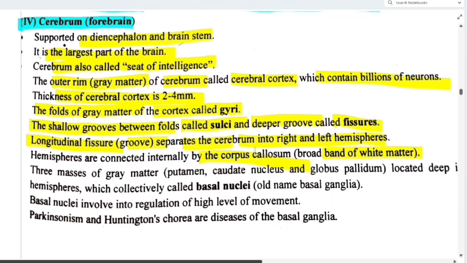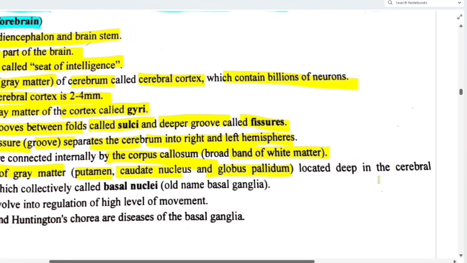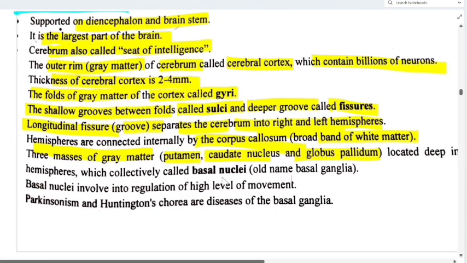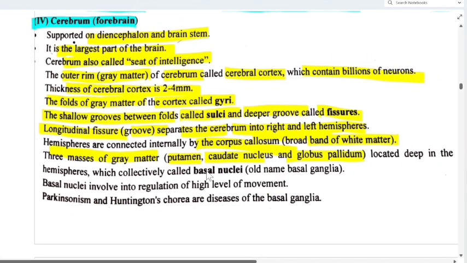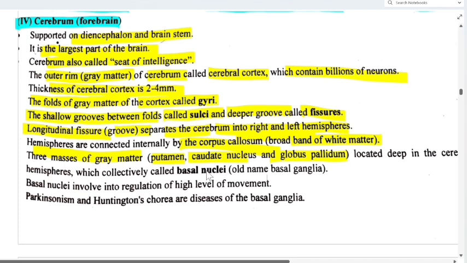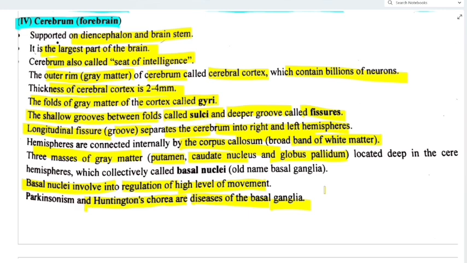Now three masses of gray matter, that is putamen, caudate nucleus and globus pallidus, located deep in the cerebral hemispheres, are collectively called basal nuclei. Old name, that is basal ganglia. Now basal nuclei are involved in regulation of high level of movement, and Parkinsonism and Huntington's chorea. These are the diseases of basal ganglia.